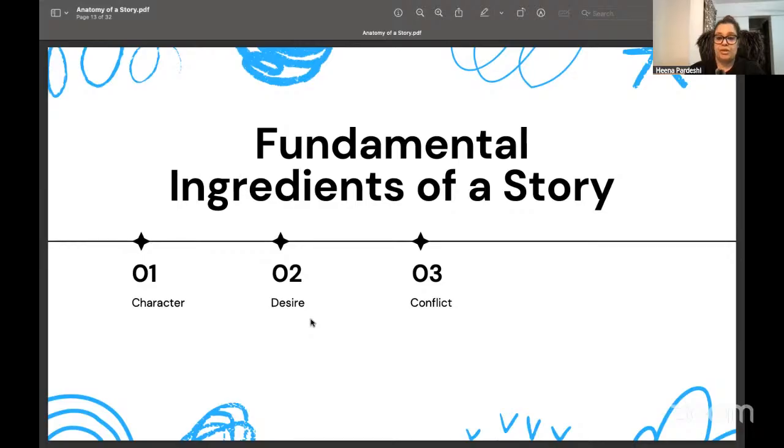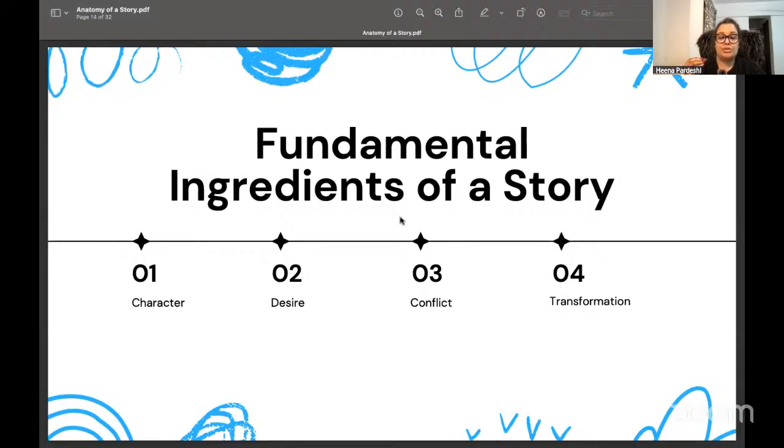Now, let's talk about the fourth ingredient of a story: change or transformation. Now, change or transformation is extremely important because without transformation, a story is actually not a story. It is simply a snapshot of what your character is right now. If there will be no transformation, then there is literally no point to a story.